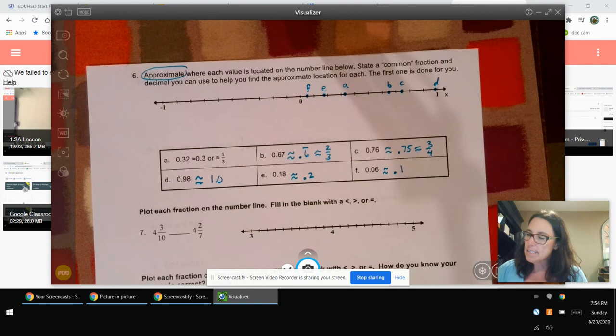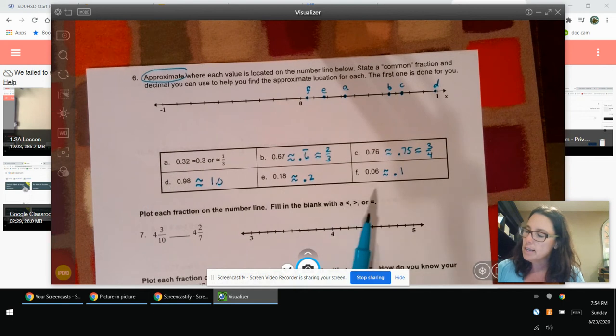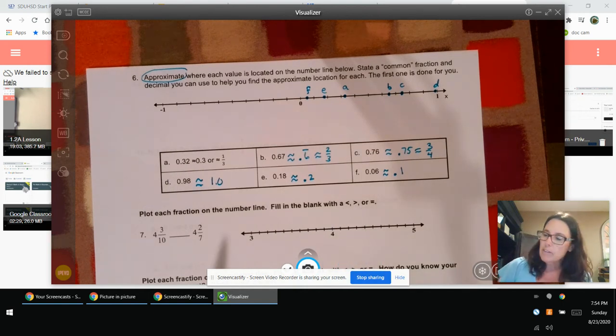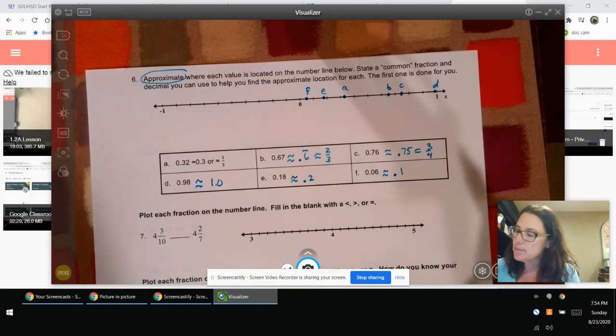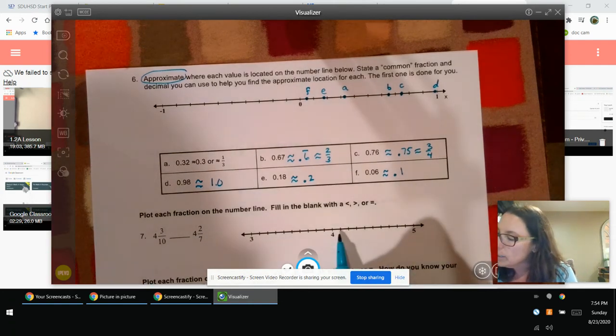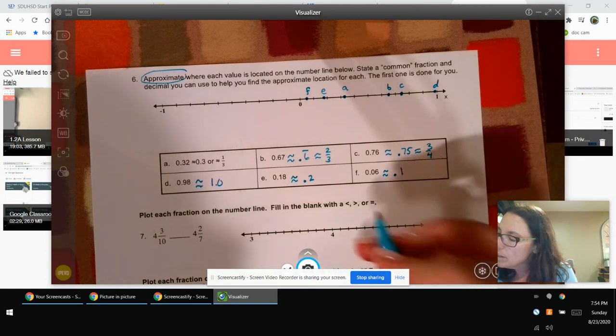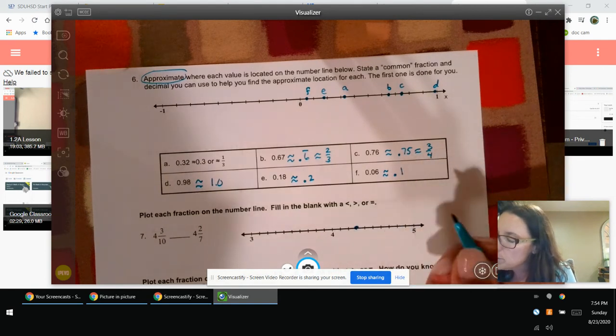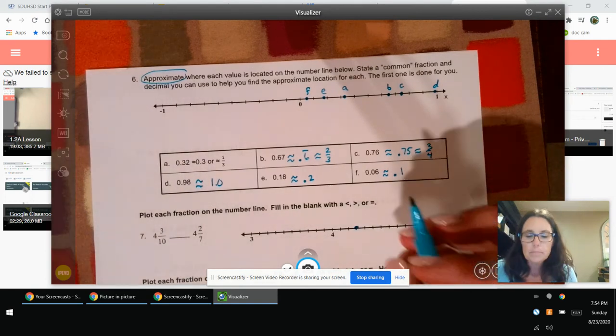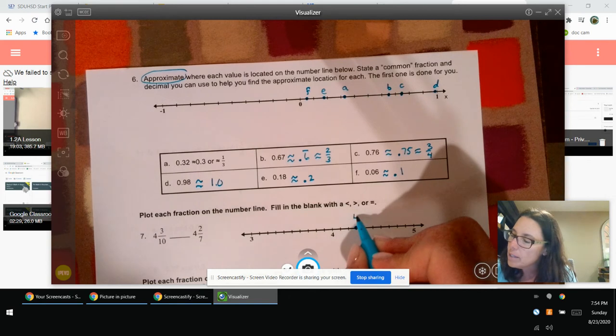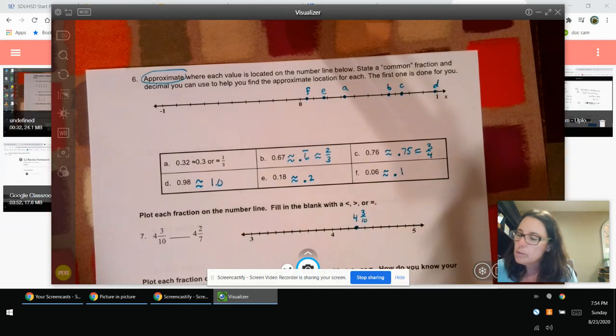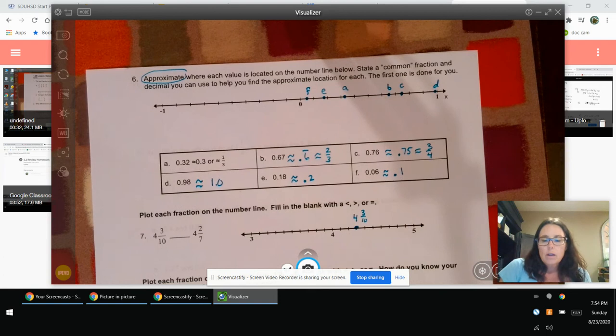Okay, let's take a look at number 7. It says plot each fraction on the number line, fill in the blank with is less than, is greater than, or is equal to. Okay, so I've got my 4 3/10. So again, we're looking at tenths. So here's 4 3/10. I'm going to mark that 4 3/10.